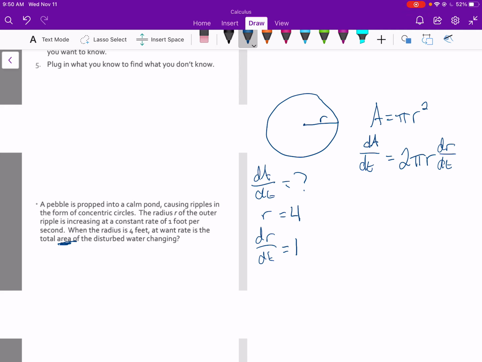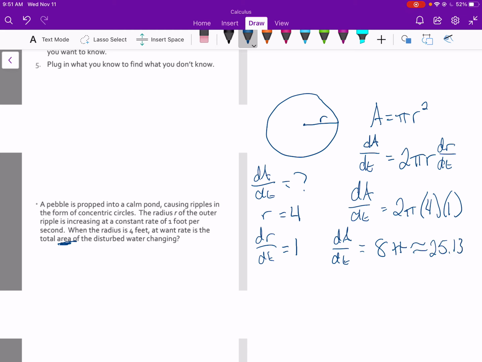So we're going to plug in what we know to solve for what we don't know. So dA/dt equals 2 pi times 4 times 1. So we get dA/dt equals 8 pi, which is about 25.13. And we're talking about area per time, so feet squared per second.